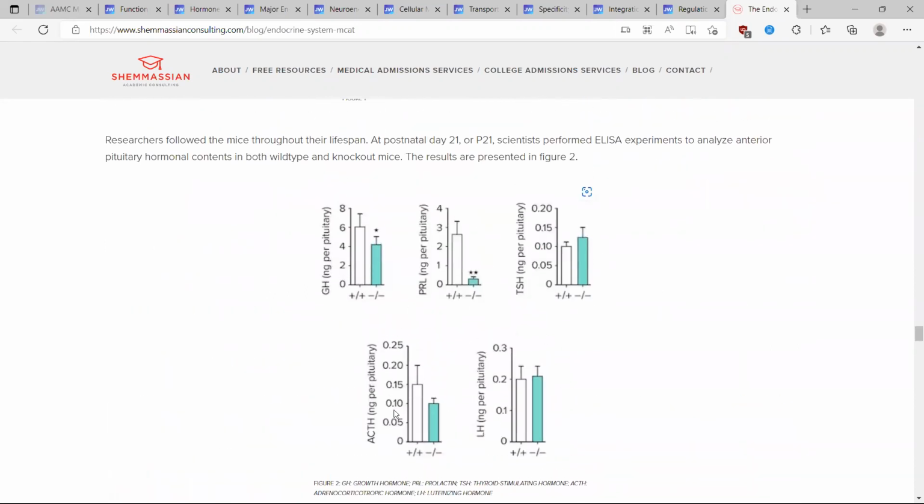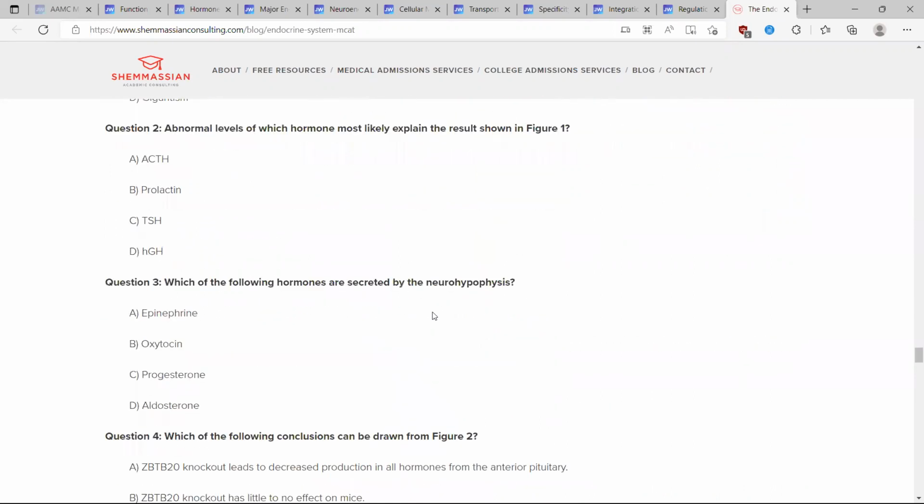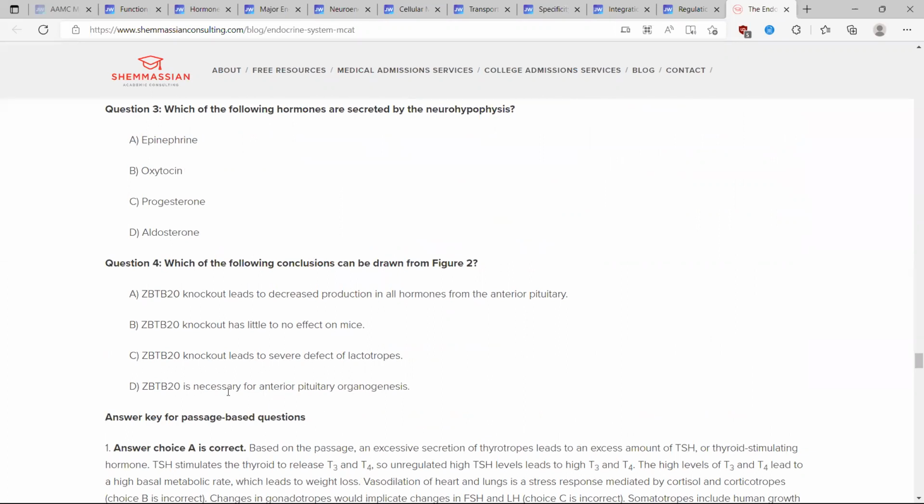And we see that not all of the hormones drop to zero, right? They would be zero if there was no pituitary, but there is a pituitary, it's just smaller. It's still producing some of the hormones. So we can't say that it's necessary, right? Because if it was necessary, then we would have no anterior pituitary. But it doesn't seem to be necessary, it just seems to be important for normal function. Okay. So that makes C seem like the best choice.